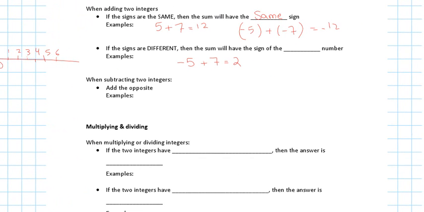How about negative 8 plus 3? Negative 5, that's right, because my bigger number, which is the 8, is a negative number. So that's going to be negative 5. That means the sum will have the sign of the bigger number. Are we okay with that?